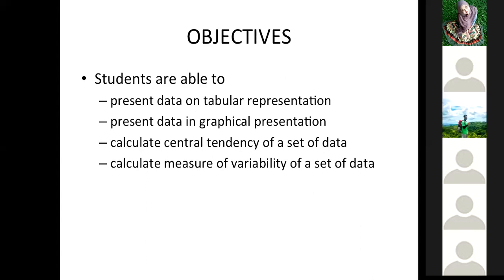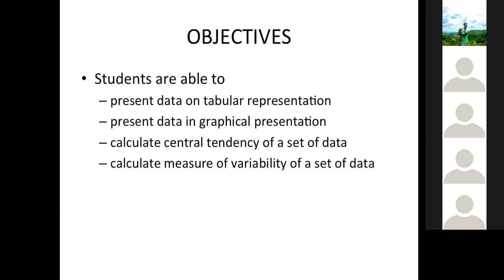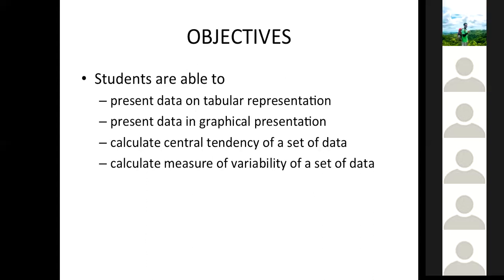So we find out the central tendency, and then we also find out the measure of variability of the data. So how varied the data is among the group, we can see by measuring the variability of the data. So there are 4 things that you have to be able to do: making tables, and then making graphs, and then calculating the central tendency, and calculating the variability of the data.